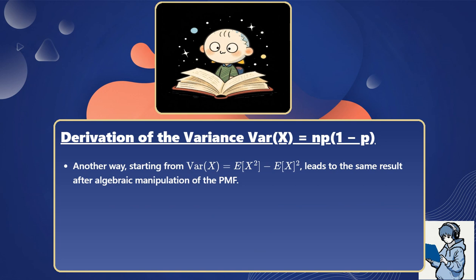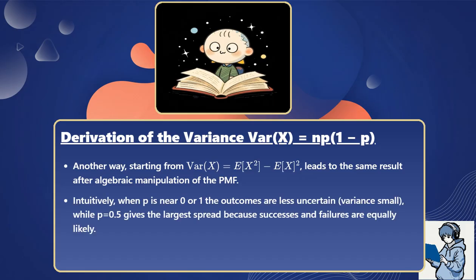Another way, starting from Var(X) equals E[X squared] minus (E[X]) squared, leads to the same result after algebraic manipulation of the PMF. Intuitively, when p is near 0 or 1, the outcomes are less uncertain, so the variance is small, while p equals 0.5 gives the largest spread because successes and failures are equally likely.